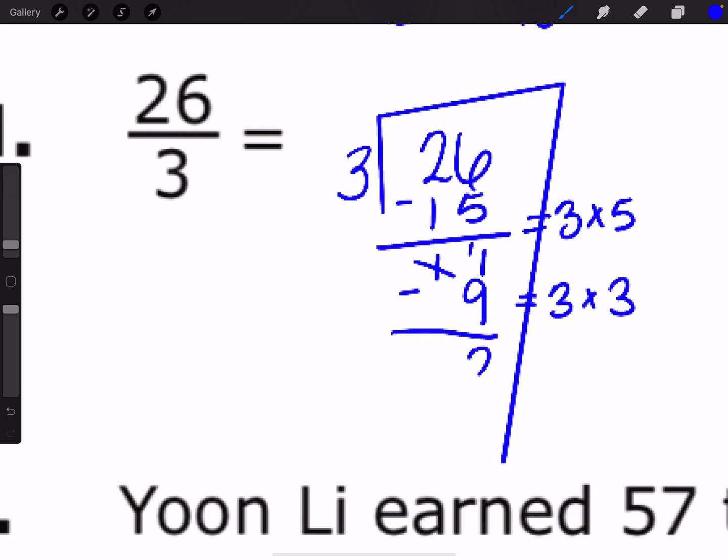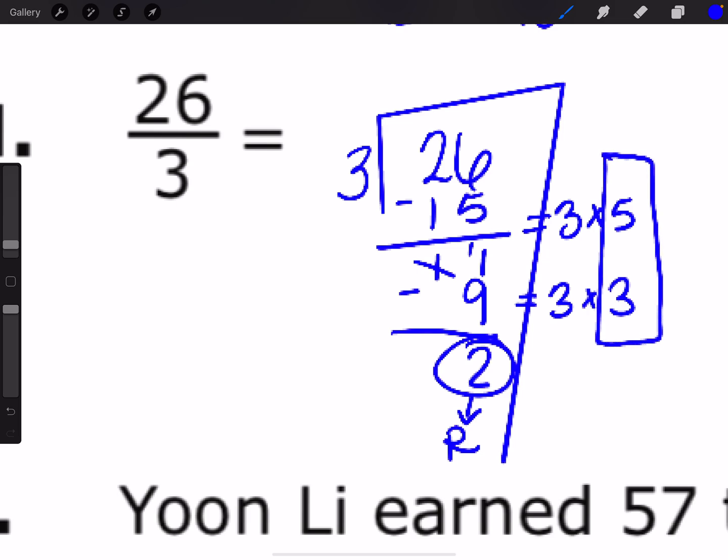Let's borrow. 11 take away 9 is 2. Can I take any more groups of 3? No, I cannot. It would be less than 0, and that's not what we want. So this would be our remainder. And we take these, our partial quotients, add them together. 5 plus 3 is 8. And our remainder is 2. Now, guys, remember, if you do not put your remainder on, it is not the correct answer.